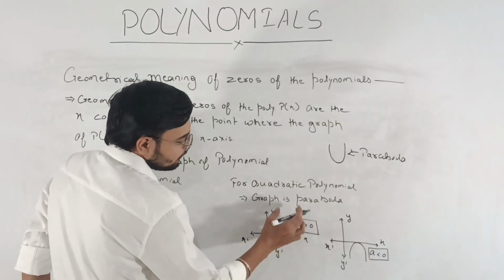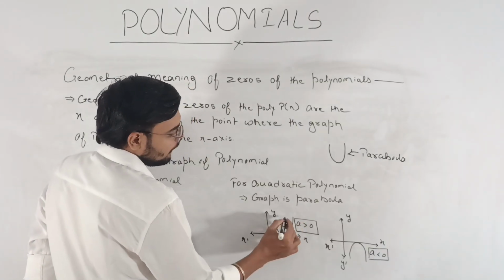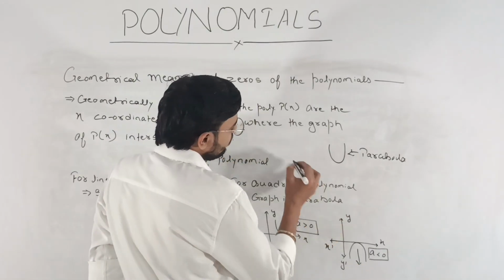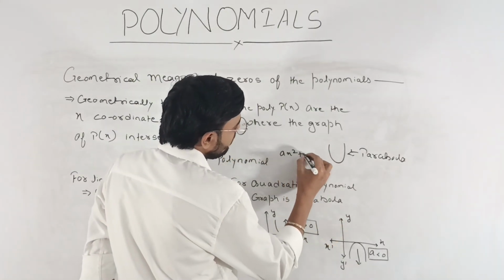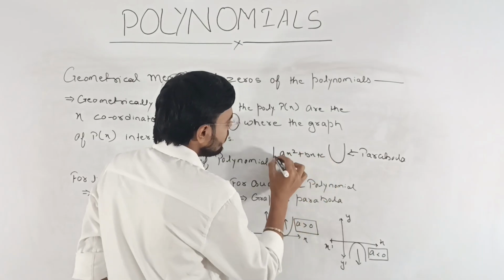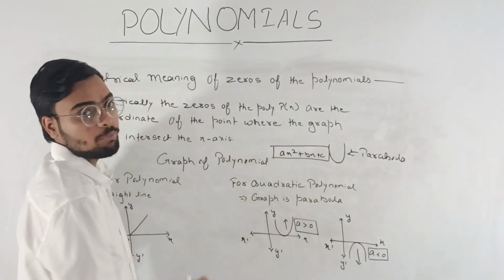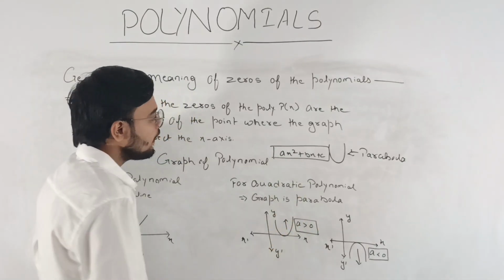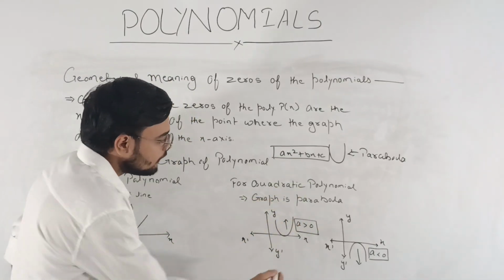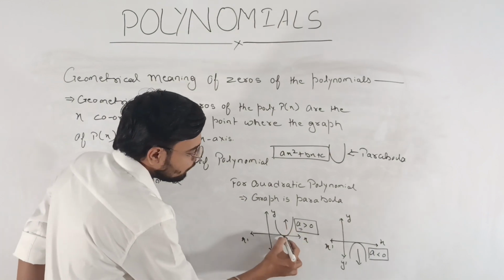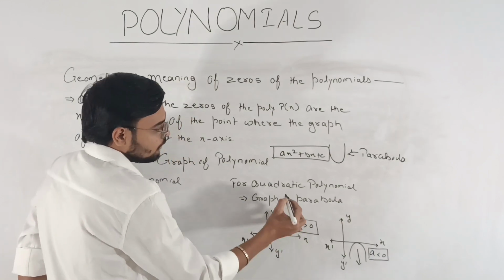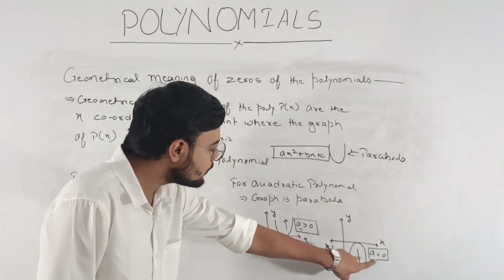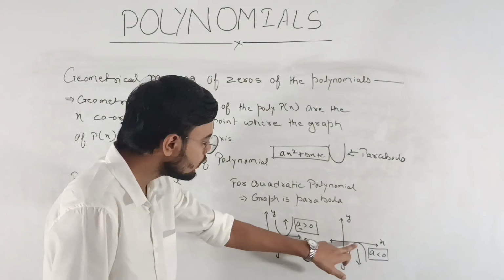Now in this case the opening of this parabola is upward, and in this case the opening is downward. First you understand the general form, ax square plus bx plus c. This is the general form of a quadratic polynomial. Now a is the coefficient of x square. When this coefficient a is greater than 0, which means a is positive, then the graph looks like that. The mouth of the parabola is in the upward direction, and when a is negative, which means minus 1, minus 2, minus 3, then the mouth is in the downward direction.